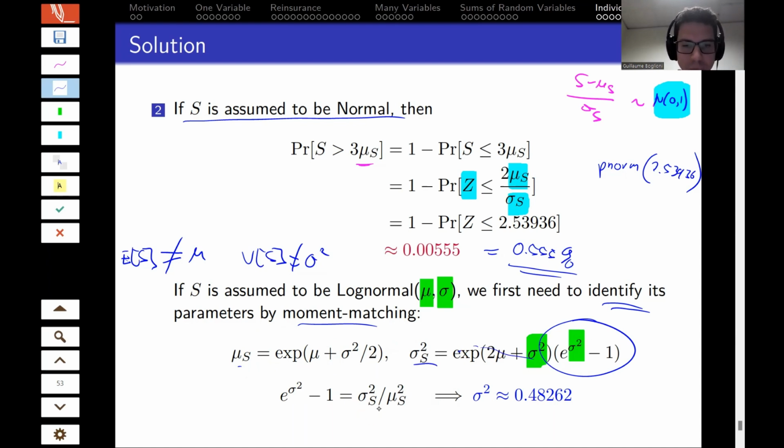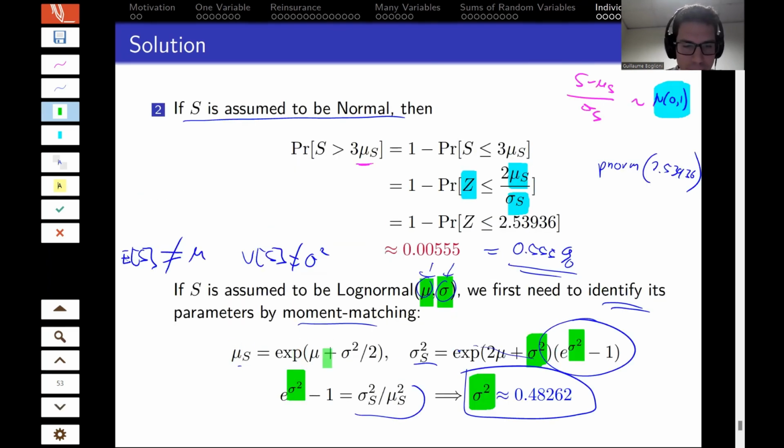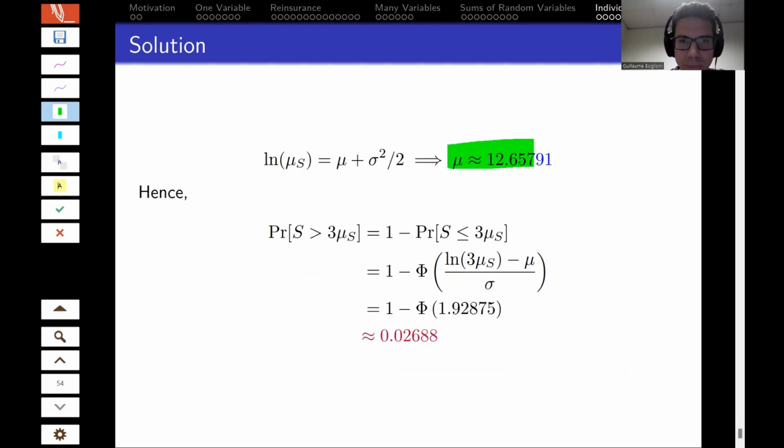And that helps us because this is taken as known here. We calculated those things over there. So this is just a number, and then I can isolate what I need. I'm looking for this one here. If you do the calculation, you get a numerical value for sigma squared. Once you have sigma squared, you can take this equation. You now know mu_S, you knew it already, and now you know sigma squared. You can isolate mu, and you get this specific numerical value. You're almost done. Now you have the parameters of this log normal you use to approximate S.